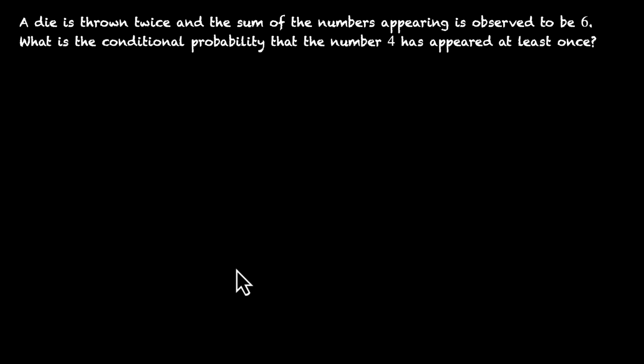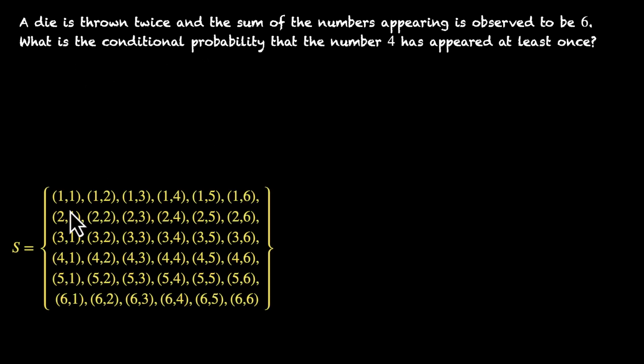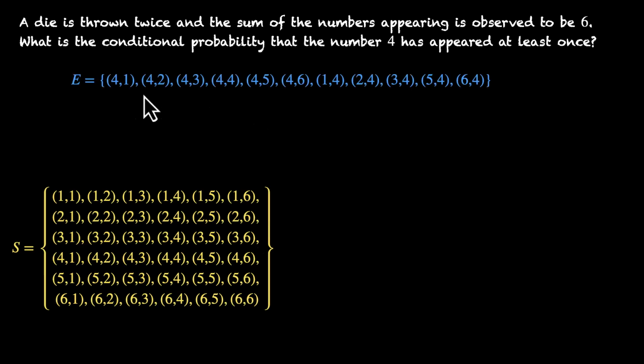Pause the video, give this a try. Okay, let's solve this together. A die is thrown twice. This is the sample space. From 1, 1 to 6, 6, we have 36 possible sample points. Let's first write down E, which says we have 4 appearing at least once. So we can have 4 on the first throw or 4 on the second throw. There's one sample point where we have 4 on the first and second throw. We have a total of 6 plus 5, 11 sample points here.